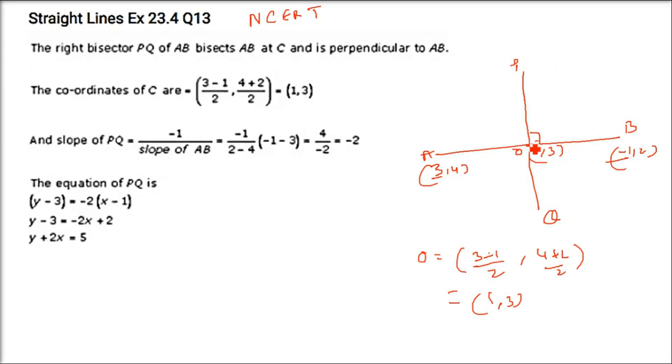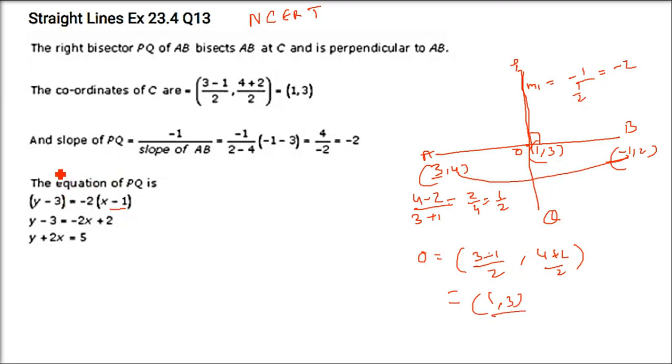Now the second thing is slope. Because we know the slope of AB, we can find the slope of the other line PQ. The slope of this line will be simply minus 1 by the slope of AB. For a perpendicular line, the easiest idea is to find the original line's slope and write minus 1 by the slope of the original line. You will get the slope of the right bisector. So this is minus 1 by 1 by 2, which is minus 2. Slope is minus 2 and it is passing through (1, 3).